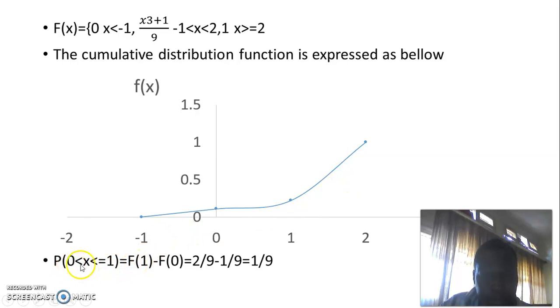So the probability of x between 0 and 1 is equal to capital F of 1 minus capital F of 0, which is, when you substitute 1 here, you get 1 plus 1, which is 2 over 9, minus, if you substitute 0 here, you get 1 over 9. So 2 over 9 minus 1 over 9, you get 1 over what? Over 9. So you can use the cumulative distribution to get the probability of x between 0 and what? And 1.